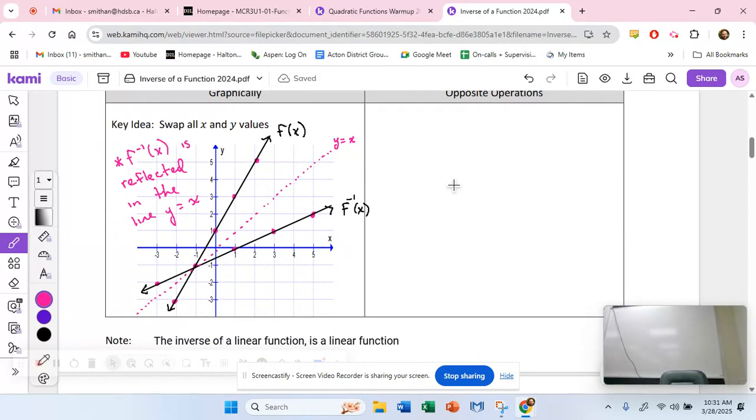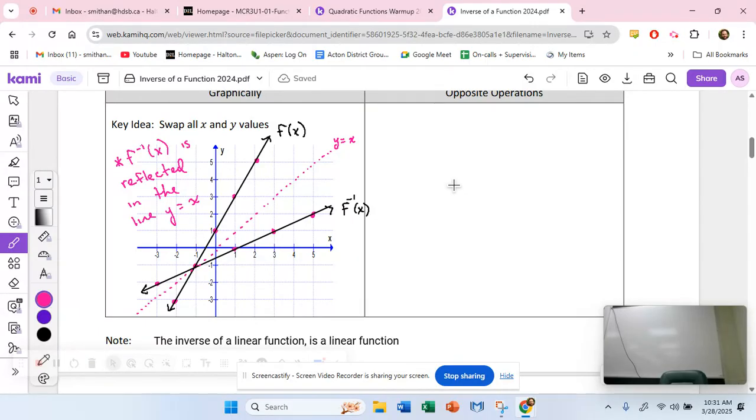The point -1, -1, right? Because -1, -1 is on this line y equals x. If you swap -1 and -1, do you not get the same point? So any point that has an x value and y value that are the same, it's going to be on the original function and the inverse function.